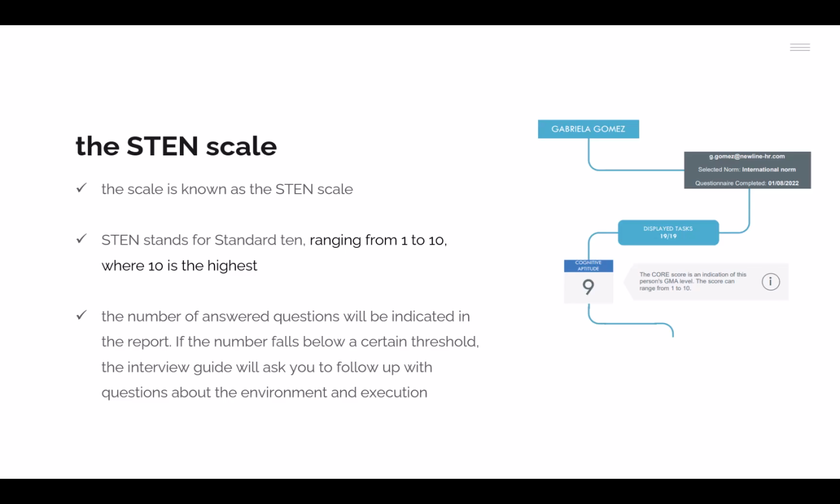Now, regarding the scale itself, we use what's called the STEN scale, which stands for Standard 10. It's a 10-point scale that's intuitively easy to understand. It runs from 1 to 10, with 10 being the highest. We will also be able to see how many questions the candidate has attempted to answer, and in most cases, candidates will have looked at all 19. If a candidate has answered very few questions, we should investigate whether they had any technical issues, and if that's the case, you can of course offer them a new test.